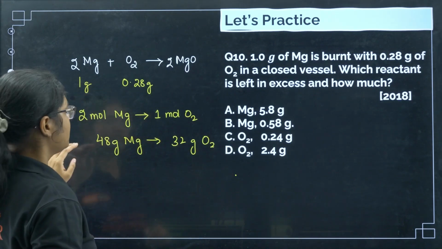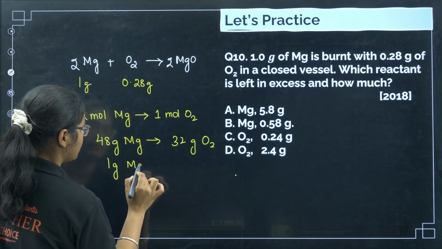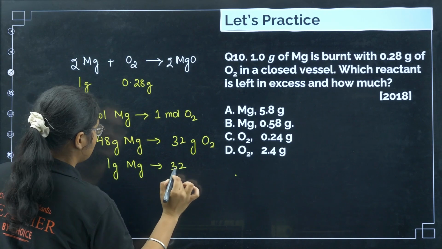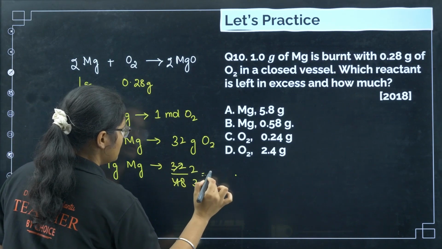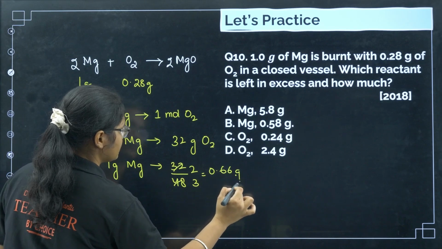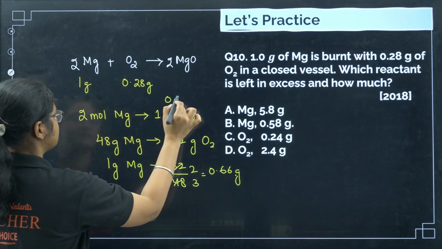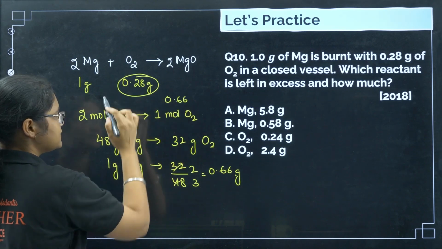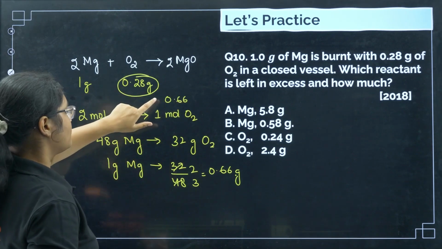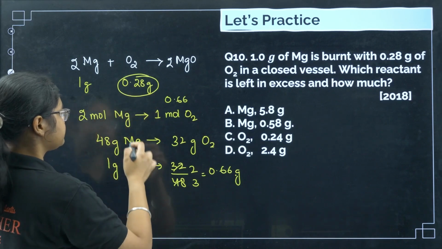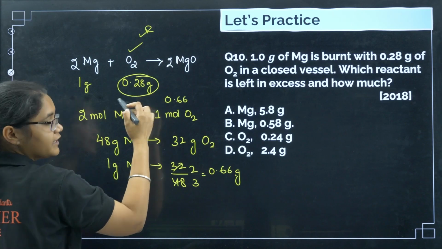Now the question is asking for 1 gram of Mg. So if I have 1 gram of Mg, it will react with 32 by 48, means 16 2s are 16, 3s are 0.66 grams of O2. So 1 gram of this one will react with 0.66, right? But 0.66 is not there, only 0.28 is there, right? So oxygen is the limiting reagent, means this will finish first.